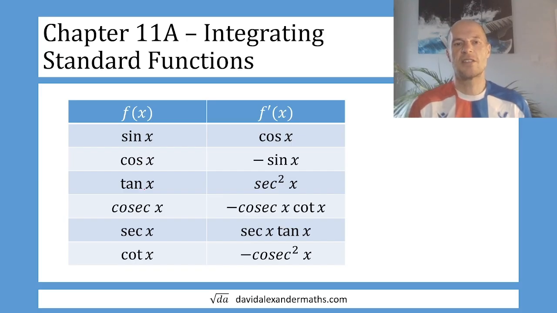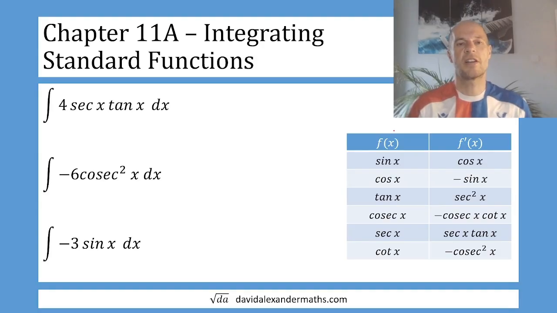Tan x differentiates to sec squared x, so sec squared x integrates to tan x. Cosec x differentiates to minus cosec x cot x, so negative cosec x cot x integrates to cosec x, and so on and so forth. So sec goes to sec tan, so sec tan integrates to sec x, and negative cosec squared integrates to cot x. So when we're dealing with trig functions, we just need to be thinking about what happens when you differentiate, and we're just working the process backwards.